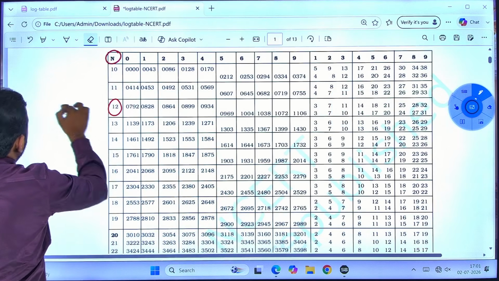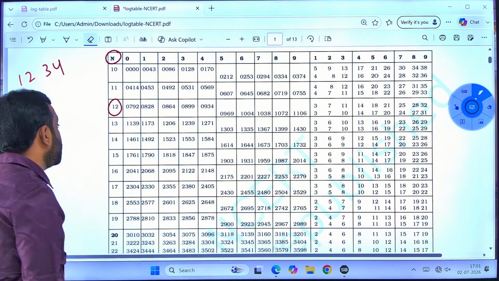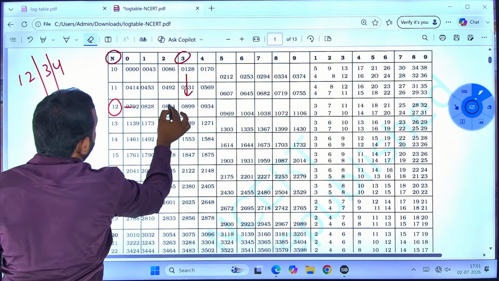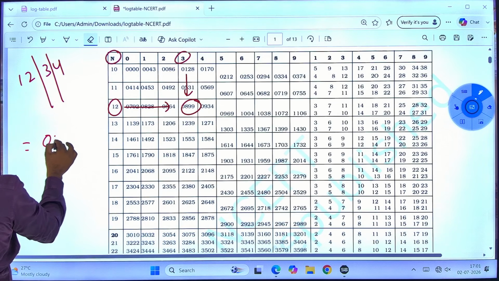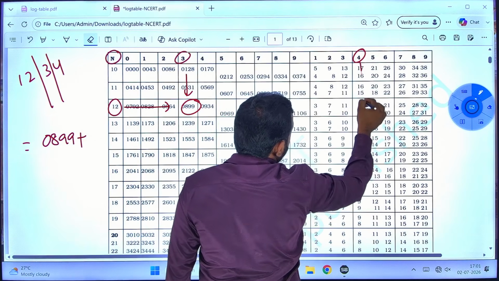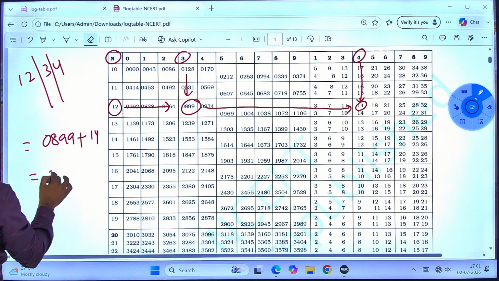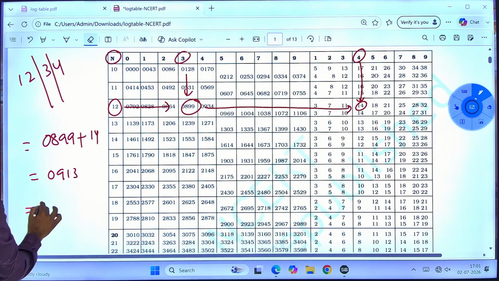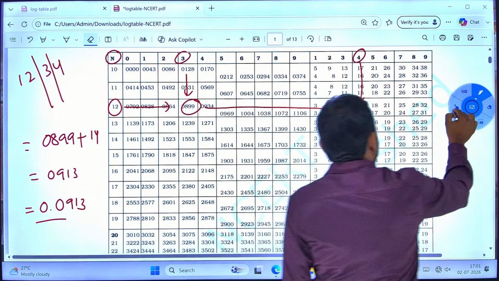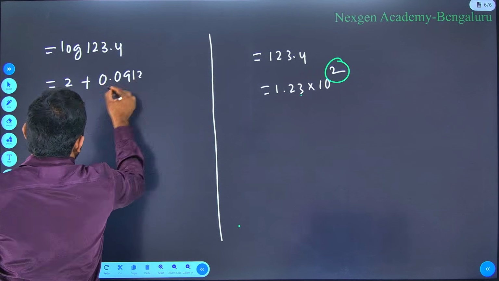Under 1, 2, it is 1234 only, right? The digits are the same. Here, forget about the decimal point position. So 12 under 3, mean difference 4, you take it. 12 under 3 is 0899, mean difference 4. Mean difference of 4 means 14, like earlier. The same value you will get: 0913. Since it is the mantissa, we have to take 0.0913. Clear, right? So come back to the original discussion. 0.0913. What is the answer?